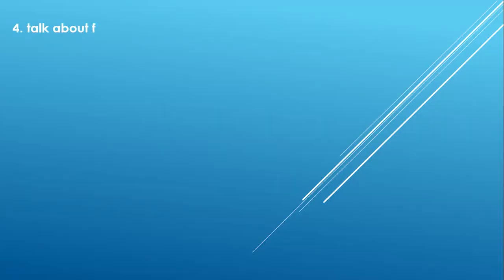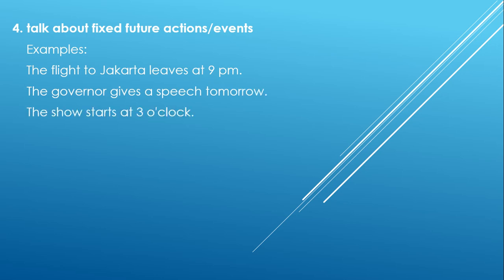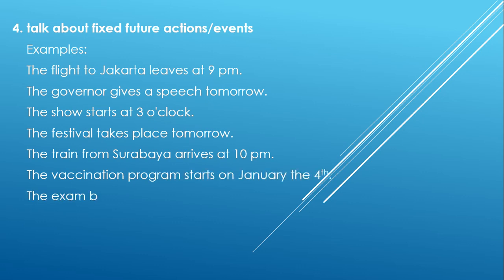The fourth usage of the simple present is to talk about fixed future actions or events. For example, the flight to Jakarta leaves at 9 p.m. The governor gives a speech tomorrow. The show starts at 3 o'clock. The festival takes place tomorrow. The train from Surabaya arrives at 10 p.m. The vaccination program starts on January the 4th. The exam begins in 2 hours.